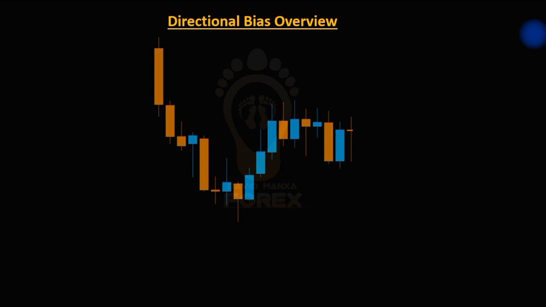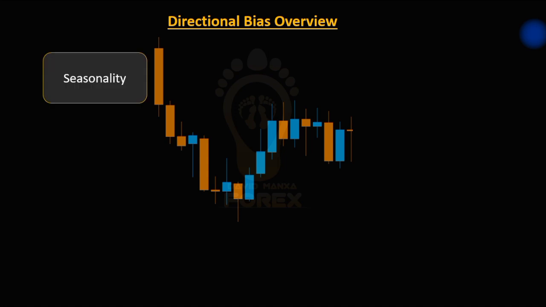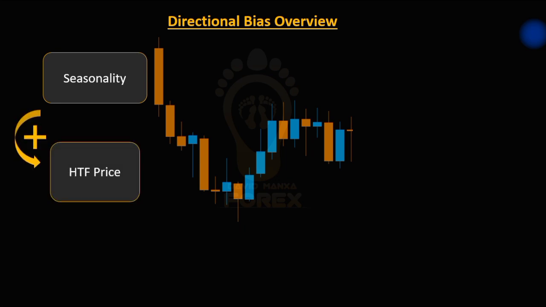What is the first thing that I make use of when I'm trying to frame a directional bias? The first thing that I make use of is called seasonality, and some people call it seasonal tendency. So what it means is using historical price trends to predict what the future price trend is most likely going to be. The second tool that I make use of is the higher time frame price.